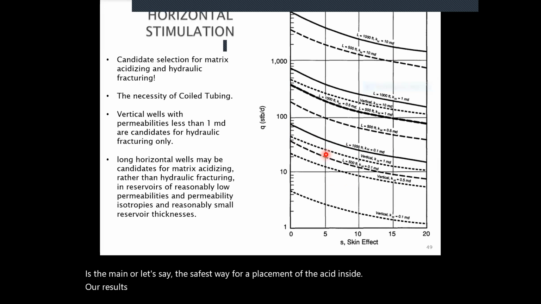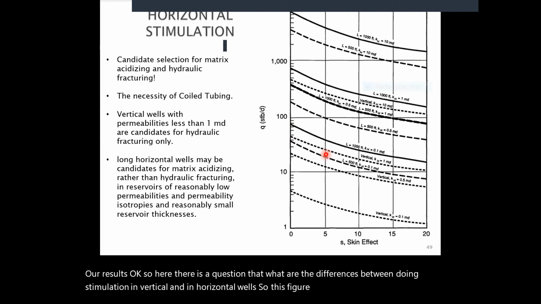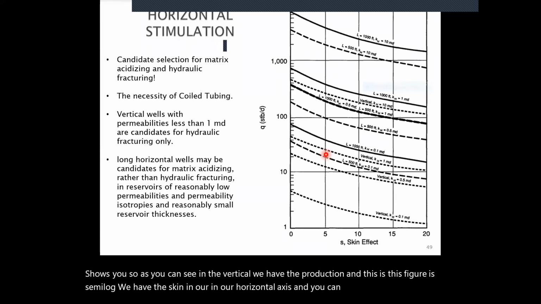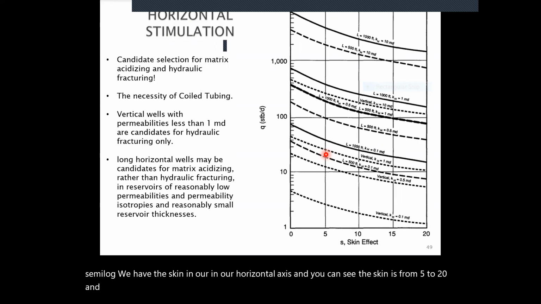Okay, so here there is a question: what are the differences between doing stimulation in vertical and in horizontal wells? This figure clearly shows you. As you can see in the vertical, we have the production, and this figure is similar. We have the skin on our horizontal axis, and you can see the skin is from 5 to 20, and we have also the production.